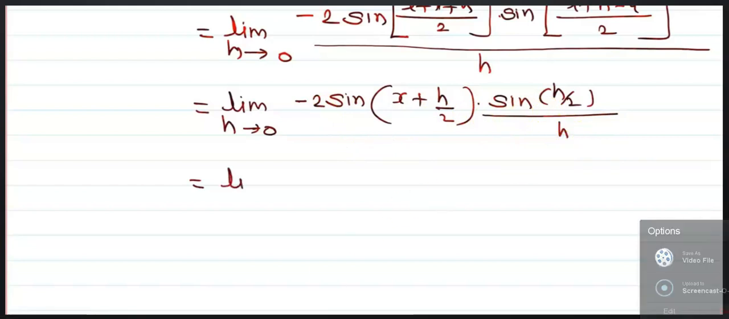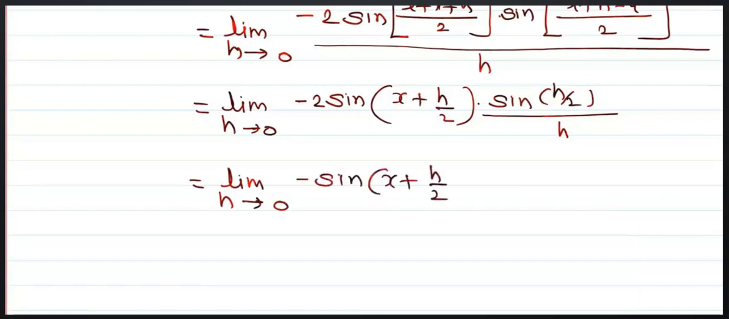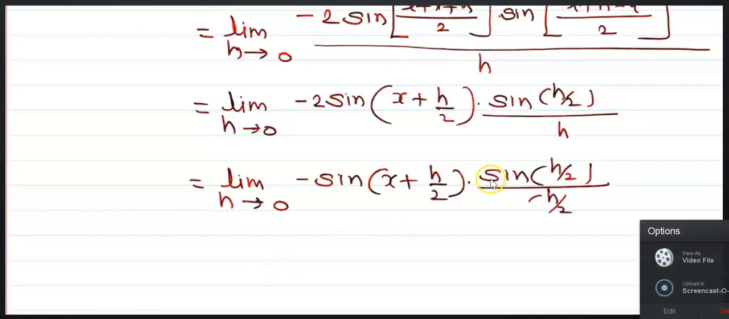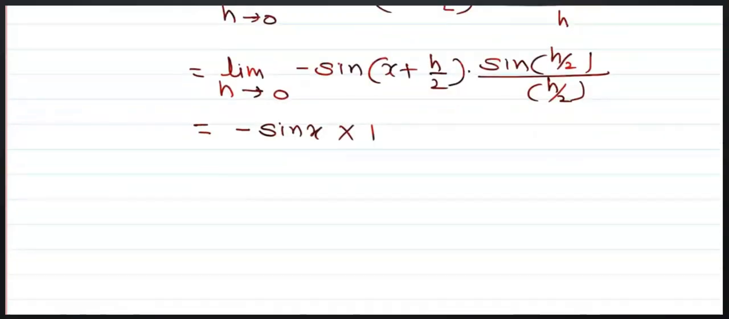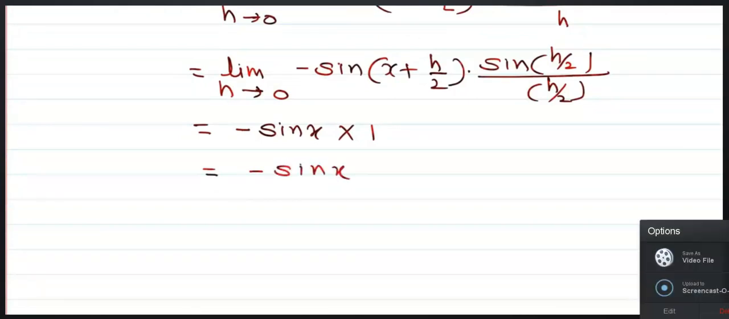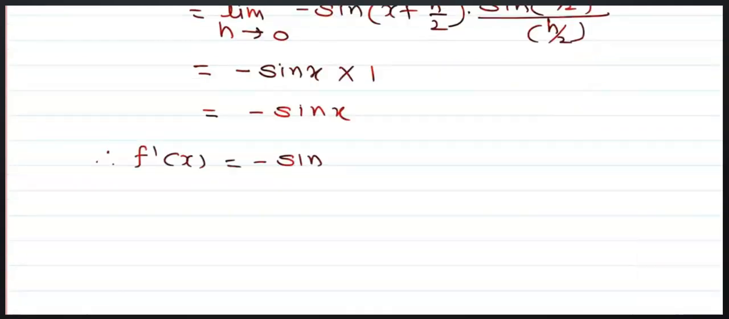Now see this here. Sine of h upon 2 upon h upon 2. Now the value of this limit as h tends to 0 is 1. And what about here? Minus sine of x. Therefore, minus sine x into 1. And hence the derivative of cos of x is minus sine of x. That is, f dash of x is equal to minus sine x, therefore d/dx of cos of x is minus sine x.